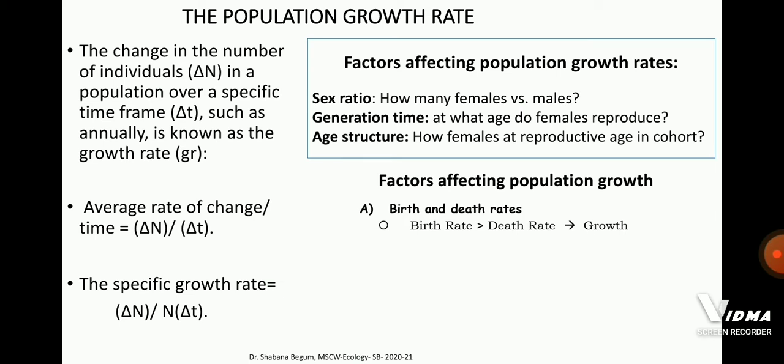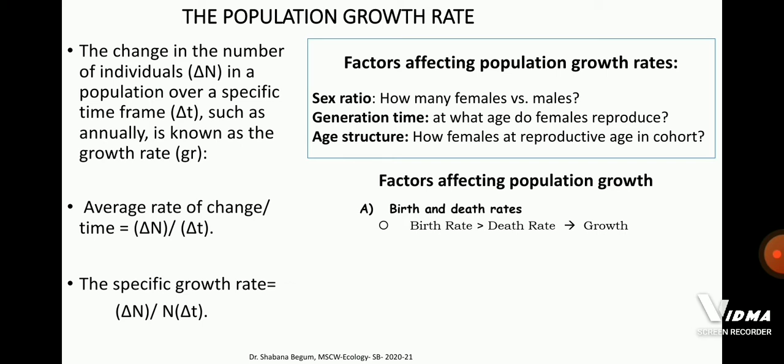There are certain factors affecting population growth rates such as the sex ratio, that is how many females versus males, generation time, that is at what age females reproduce, and age structure, how many females are of reproductive age, which is the cohort.